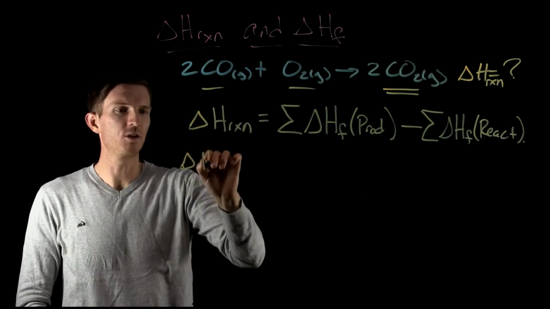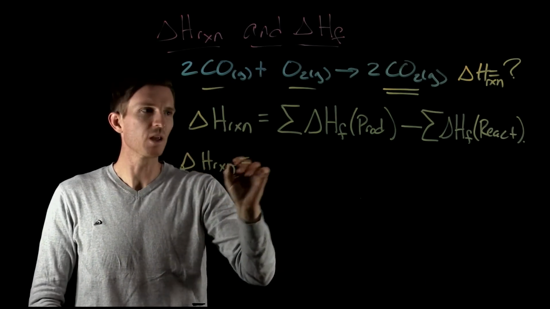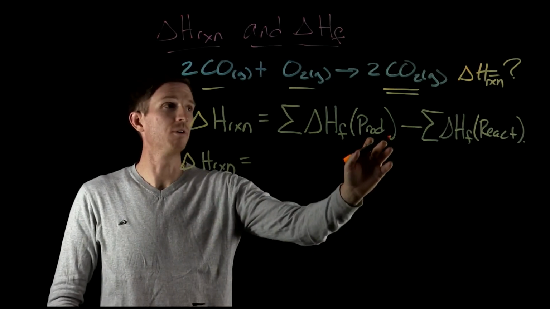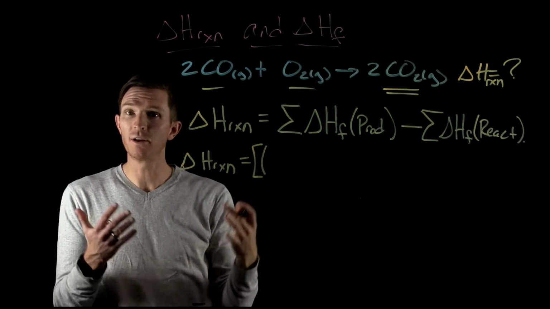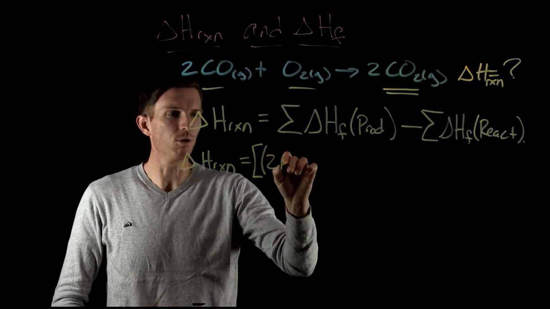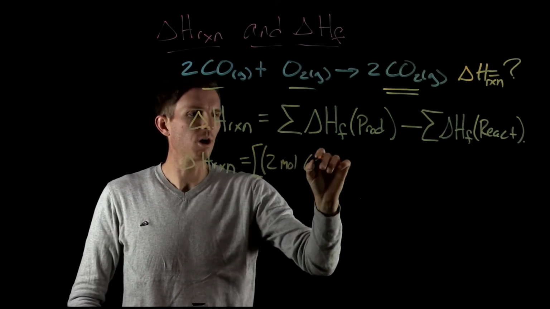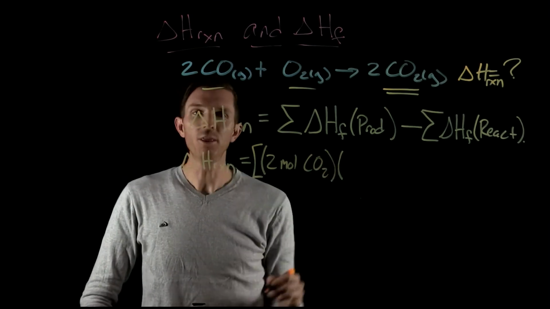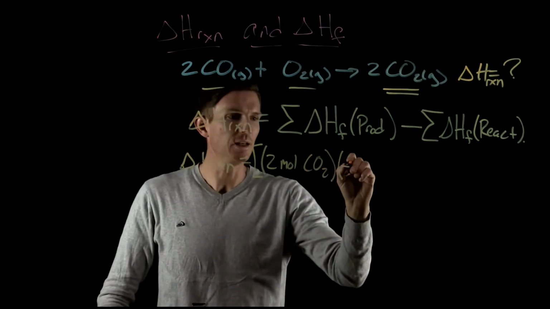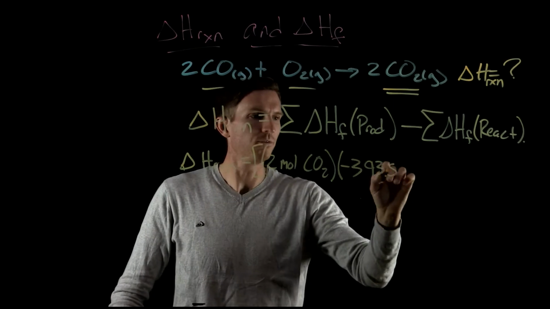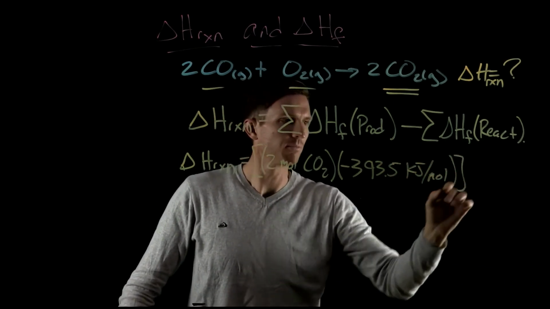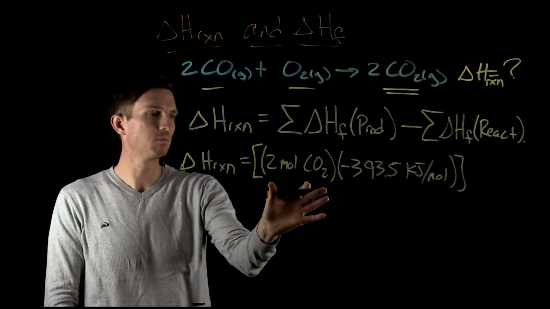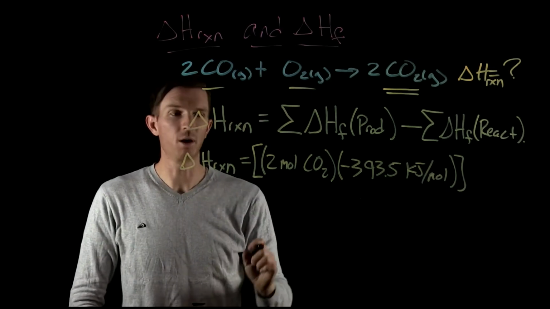So our overall enthalpy change for our reaction is equal to the enthalpy of formation of our products. In this case, it's carbon dioxide. We need to take into consideration how much there is, right? So we have 2 moles of carbon dioxide. The enthalpy of formation of carbon dioxide is negative 393.5 kilojoules for every mole of carbon dioxide. Okay, so that's my products. My products is my carbon dioxide.